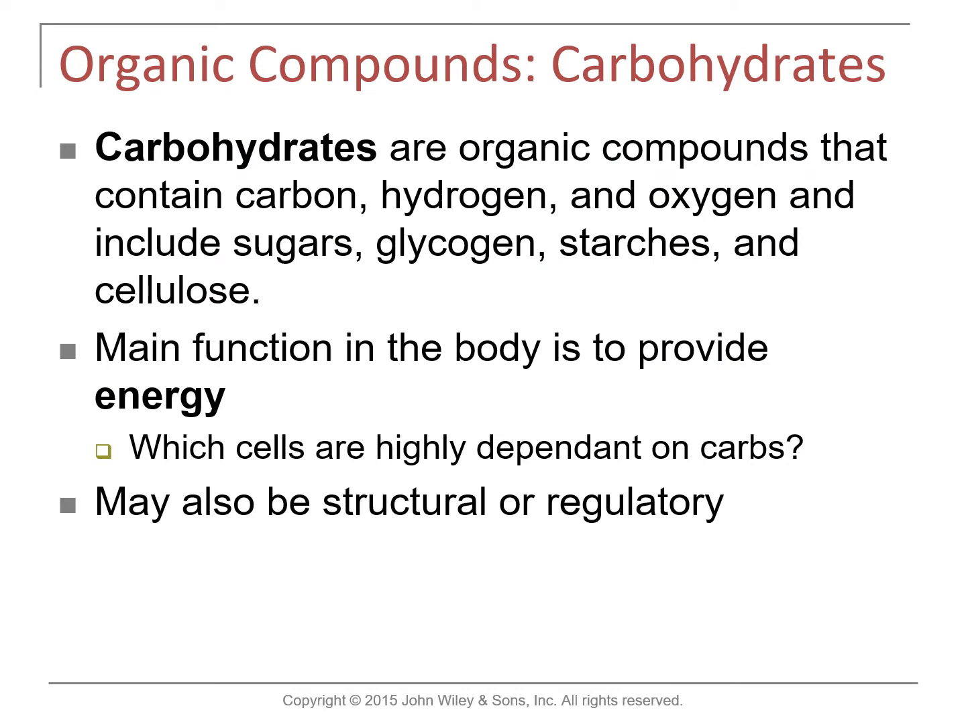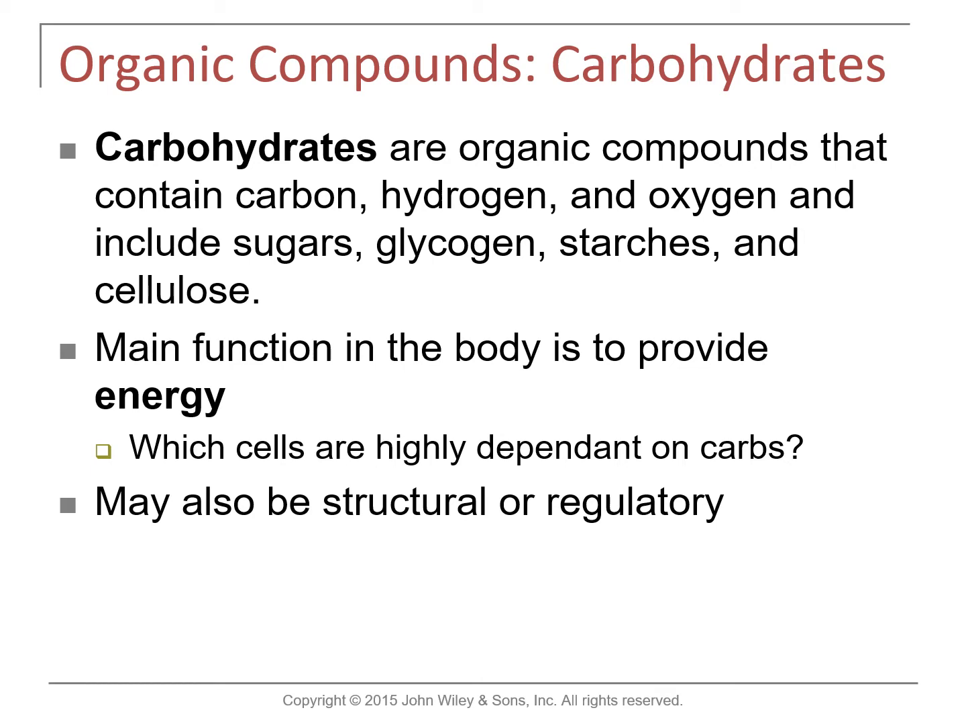Okay, let's move on to organic compounds. These are the ones that contain carbon and usually hydrogen and are present in living things. The first organic compound group we will consider are the carbohydrates. I don't know about you, but I love my carbs. They're not only found in your body, but also found in the foods we eat. Carbohydrates, being organic, contain carbon, hydrogen, and oxygen, and include such foods as sugars, glycogen, starches, and cellulose.